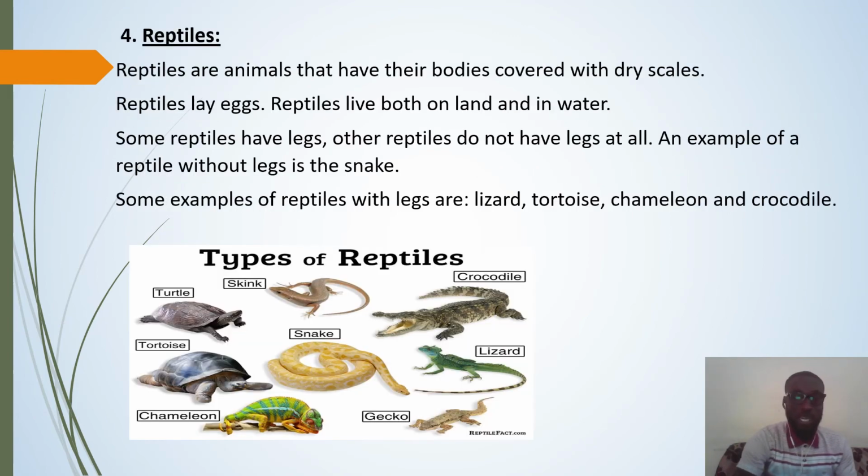Let's take a look at another category of animals. We have reptiles. Reptiles are animals that have their bodies covered with dry scales. Reptiles lay eggs. Reptiles live both on land and in water. Some reptiles have legs. Others do not have legs at all. An example of a reptile without legs is the snake. So you realize that the snake is a reptile, but it has no legs.